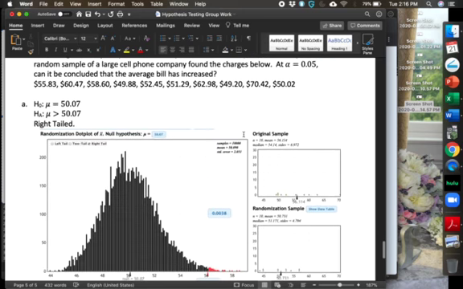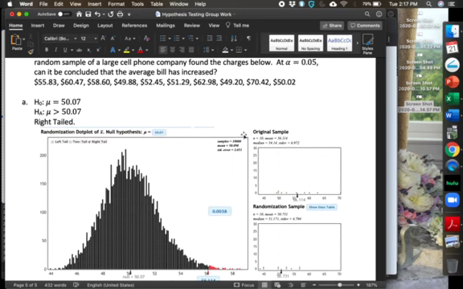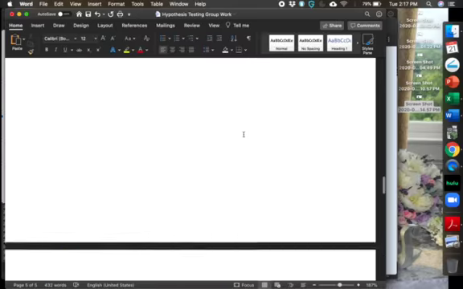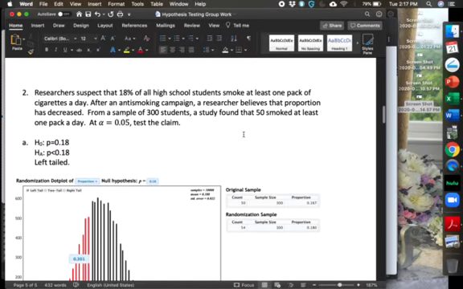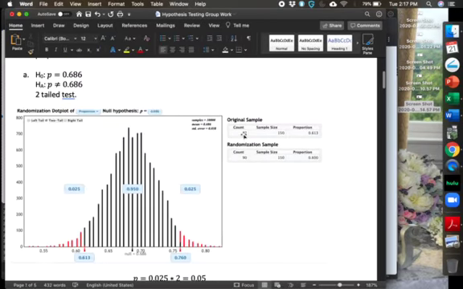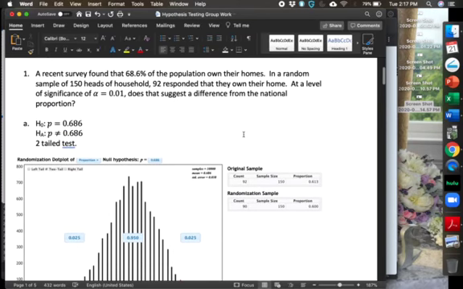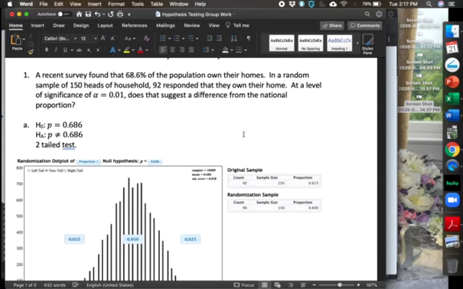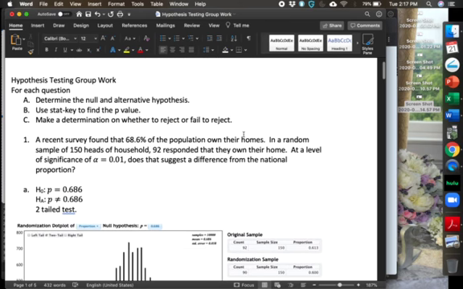So if you have questions, reach out to me. I'm going to post this online, and I'm also going to post the Word document online so that you're able to access that as well. Again, this group exercise was in lieu of the homework. Make sure that you can get to the same results by using StatKey so that when I give you the quiz, you know exactly what you're doing.